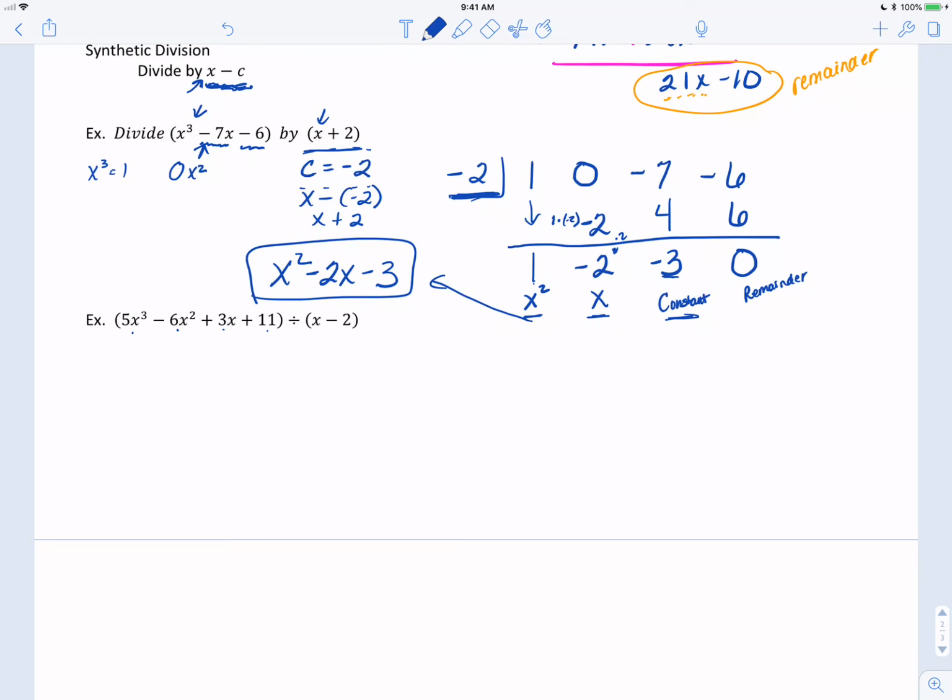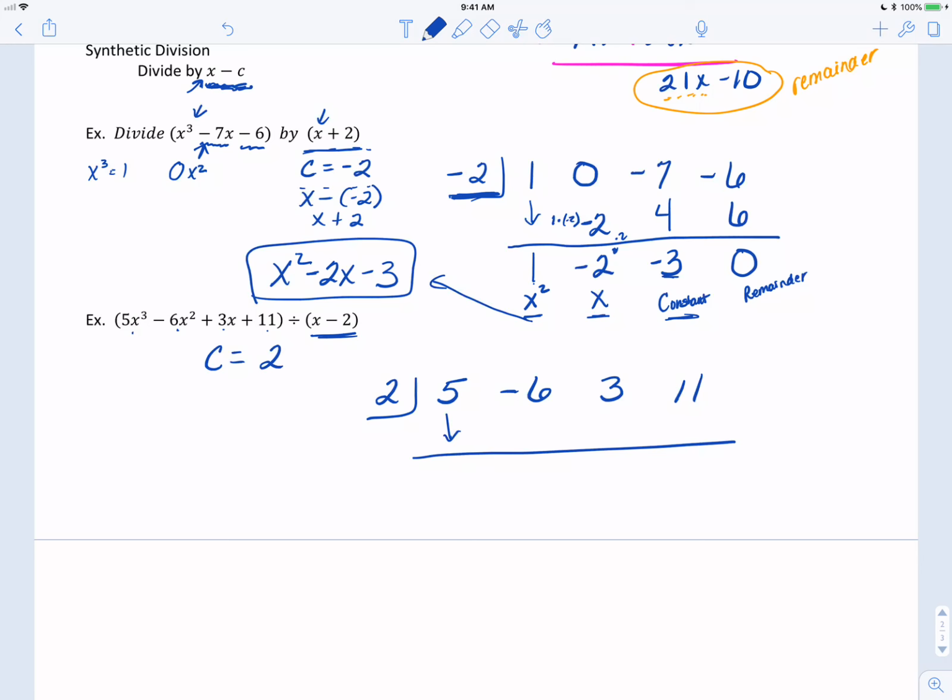So look at this. If we're dividing by x minus 2, what is our c term? Which should be the positive 2. So we're going to put the 2 on the outside because that's what we're dividing by, and then we're going to list all those coefficients again. So we've got the 5 that's in front of the x cubed. We've got the negative 6 that's in front of the x squared. We have the 3 that's in front of the x, and a positive 11 that's our constant.